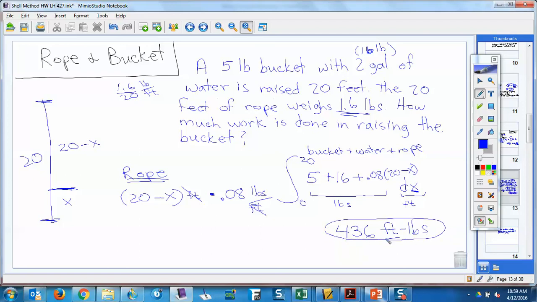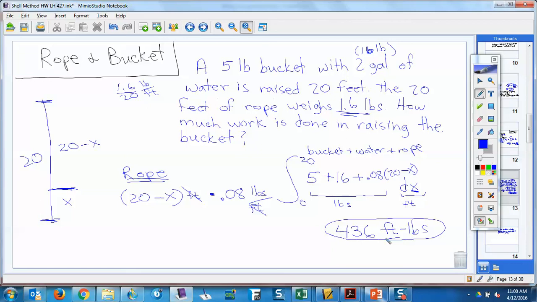436 foot-pounds of work. Now, if we would have just ignored the rope, if this would have been physics class, we'd have taken 5 plus 16. We'd have said we got 21 pounds that we're lifting for 20 feet. What's 21 times 20? It's 420. So in physics class, you would say there's 420 foot-pounds of work. There's a little more because we're lifting the rope. So there's a little more work involved than what the physics formula would say.